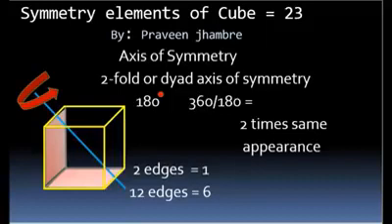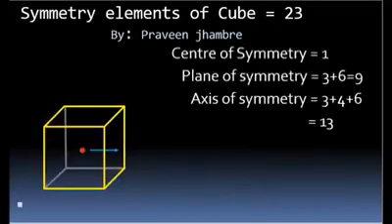Again, axis of symmetry involves four-fold axis of symmetry plus three-fold axis of symmetry plus two-fold axis of symmetry. Finally, we have center of symmetry equal to 1, plane of symmetry equal to 9 and axis of symmetry equal to 13, a total of 23 symmetry elements for a cube.